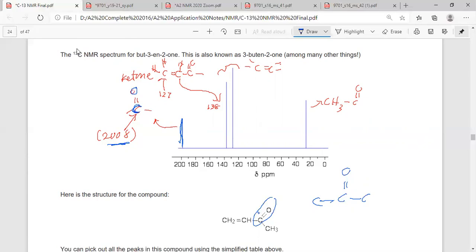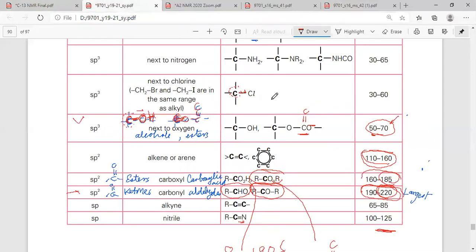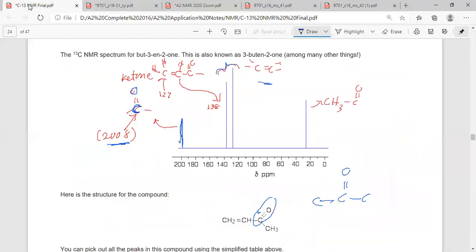Now, when you see a pair of peaks at about 120 to 140, it's normally an alkene group. Benzene is 110 to 160 at the furthest end. The starting range from 100 is always the double bonds. So the alkene group, the double bond, is here: 125, and this one I put 138.